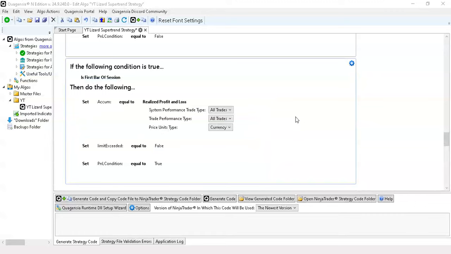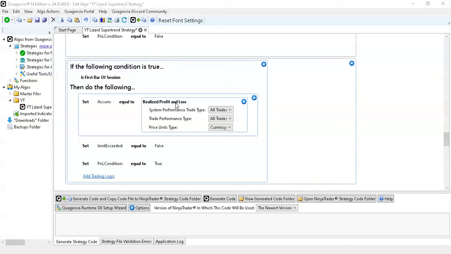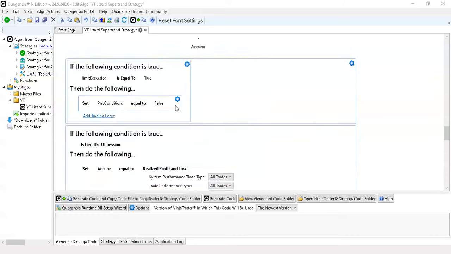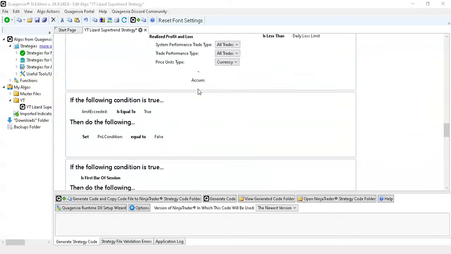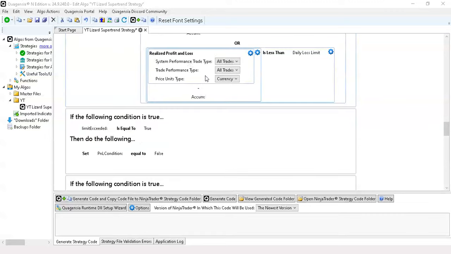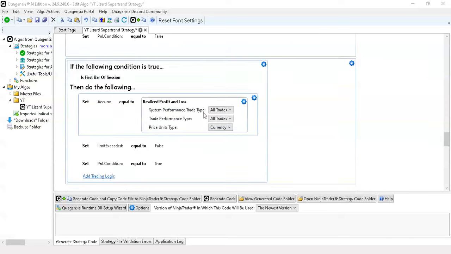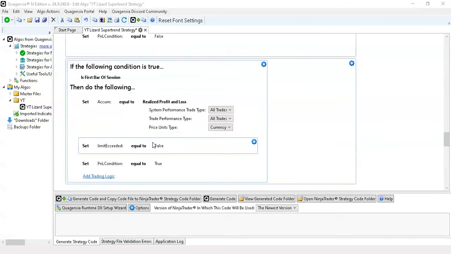At the start of the first bar of each session, accumulated realized trades is reset back to zero, so it can calculate with the money that's already been in the account, so it can help you determine the difference. The limit exceeded bool will be set back to false, and the profit and loss condition will be set back to true.